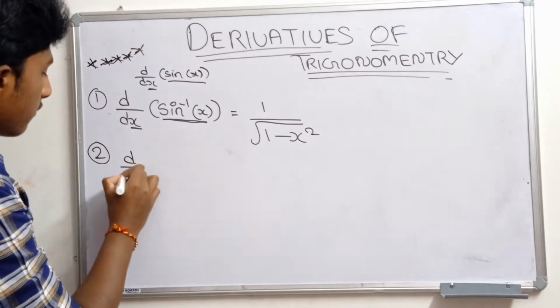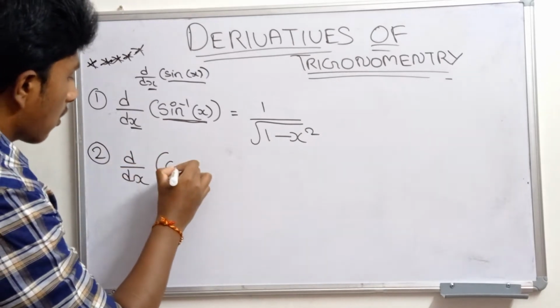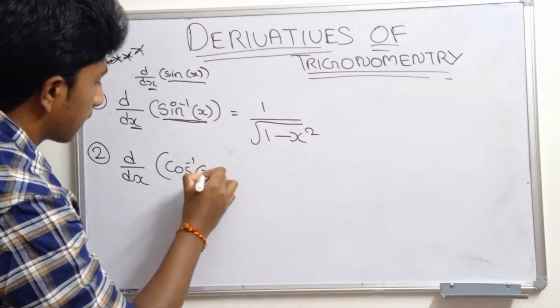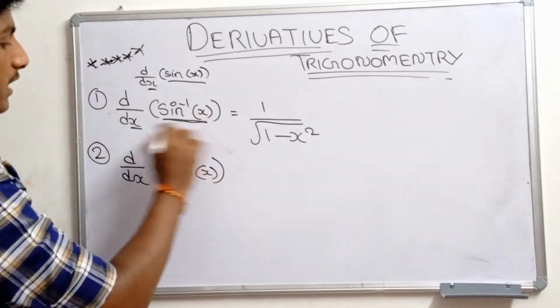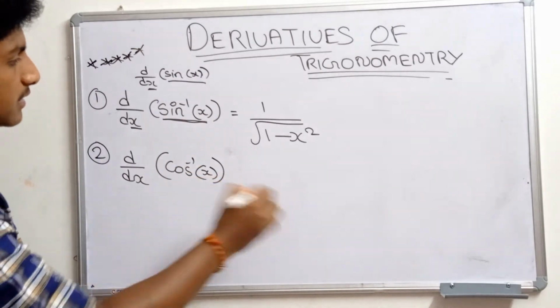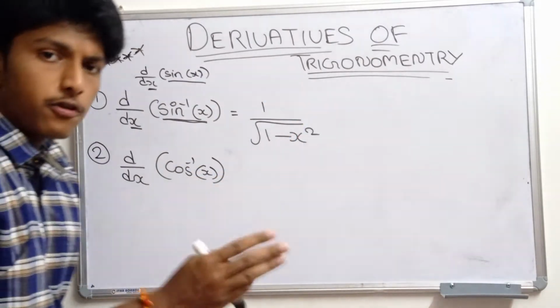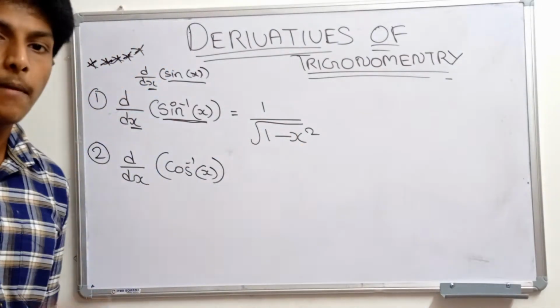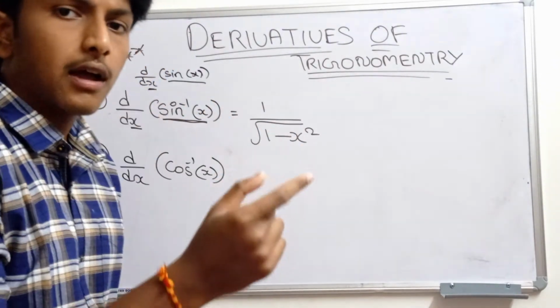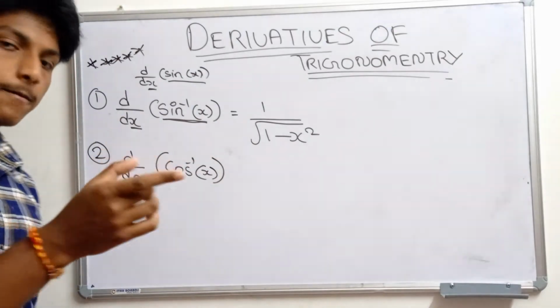D by dx of cos inverse x. Guys, there is a trick in these 6. Again, we'll have 6 formulas: sine inverse x, cos inverse x, tan, secant, cot and cosecant. If you remember any 3 formulas, you will get the other 3, guys. Is it clear? Now I will show you.